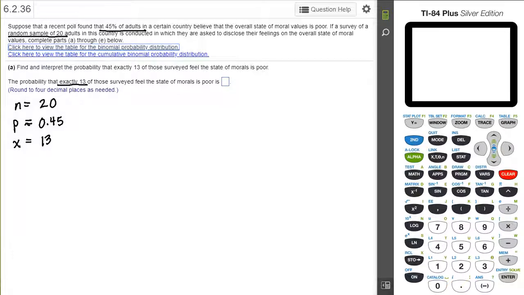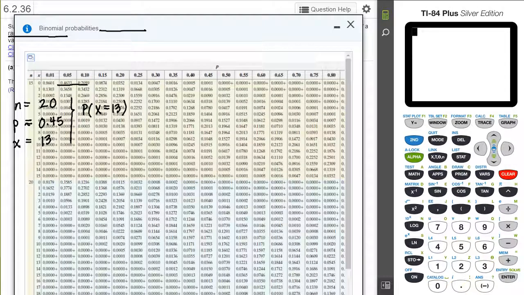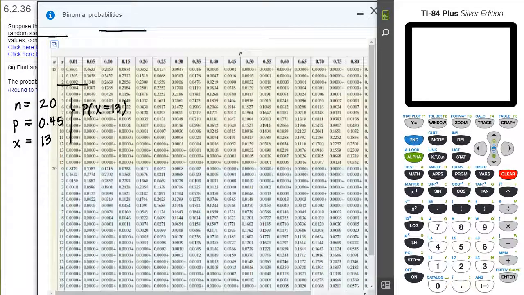So as soon as you find your N, your P, your X, you're ready to go. You just have to decide how you care about this X. And in this case, we want exactly 13. The probability that X is exactly 13. Real quick from the table, you click the binomial PDF table. Our sample size is 20. That's down here. Our probability of success is 0.45, that's this column.